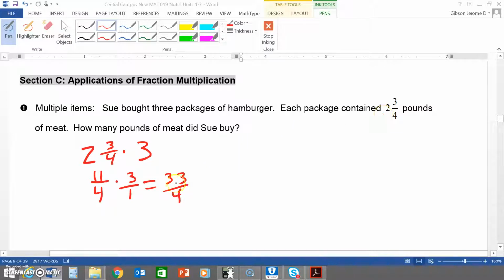Now, since we started with a mixed number, we could rewrite this as a mixed number. So we'll go 4 into 33. So we say 4 goes into 33 8 times. 8 times 4 is 32, and we have a remainder of 1.